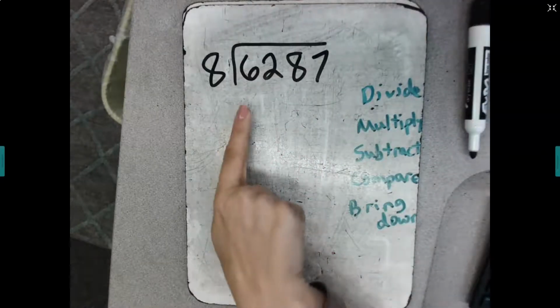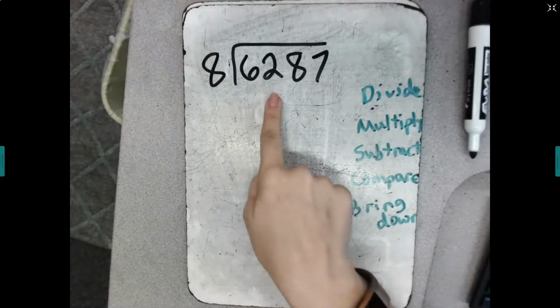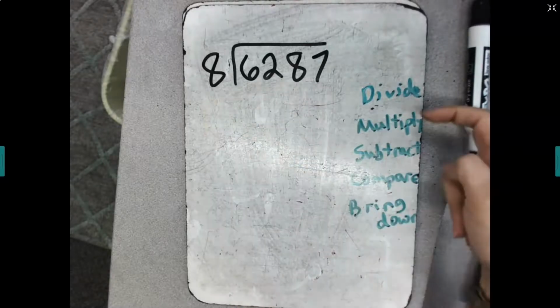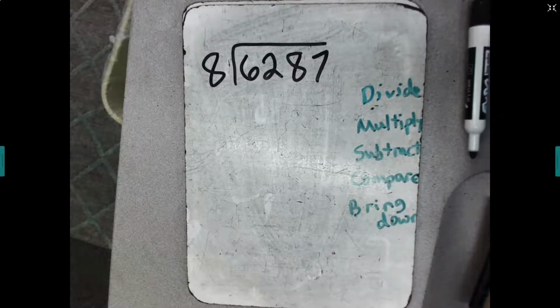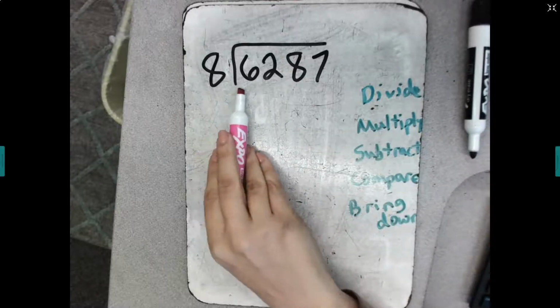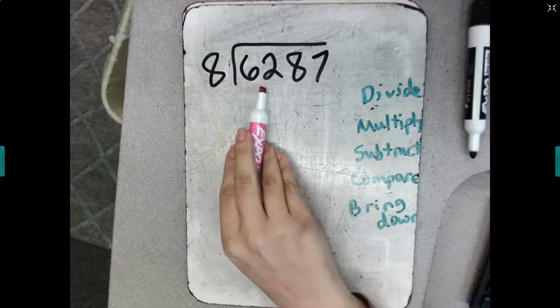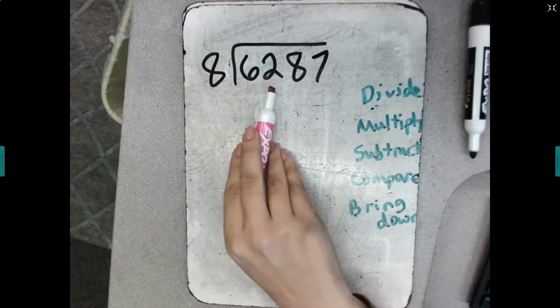All right, let's do another one. So this time I have 6,287 divided by 8. I'm going to start with my first step, which is divide. I can't make any groups of 8 from 6, so I'm going to go directly to 62.